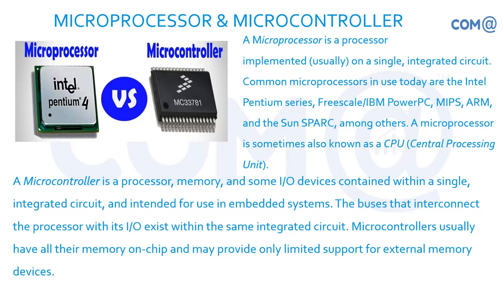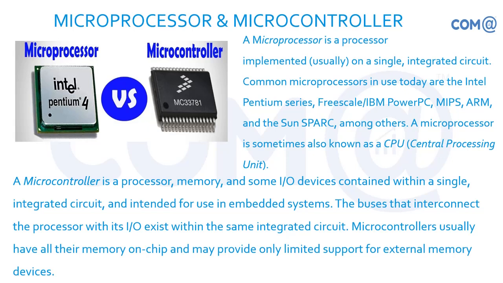Microprocessor and microcontroller. So microprocessor is implemented as a single device, integrated circuit. Common microprocessors what we use are from IBM or Intel, Pentium or MIPS or ARM, and then Sun has released SPARC, Sun SPARC. So these are all the normal microprocessors available, which are used for functioning of the computer.